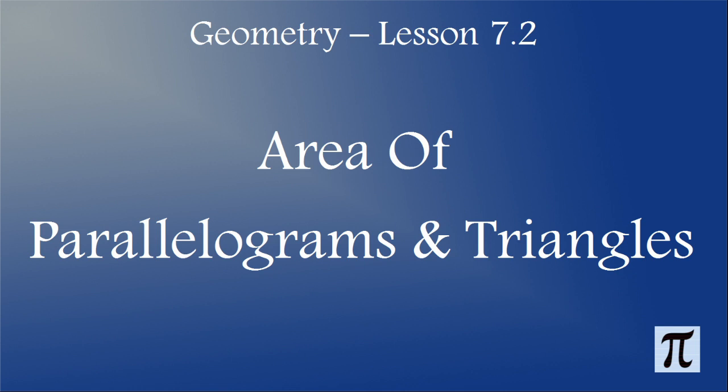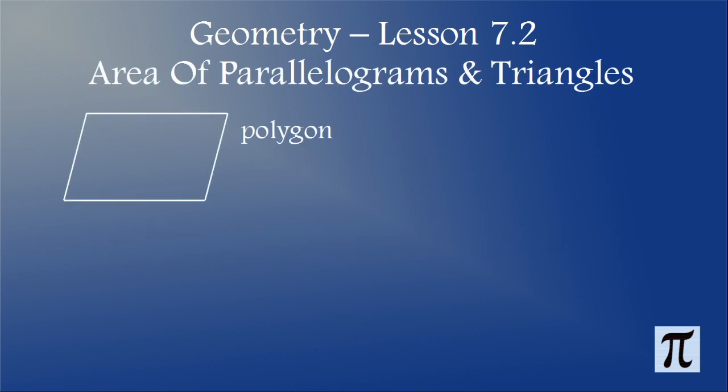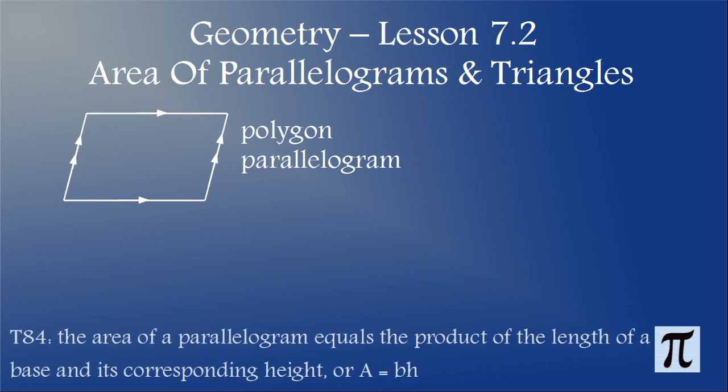Today we are up to section 7.2 where we will be looking at the area of parallelograms and triangles. Here we have a polygon. And let's specify that the opposite sides are parallel, so we end up with a parallelogram. And that leads us to theorem 84. The area of a parallelogram equals the product of the length of a base and its corresponding height, or area equals base times height, which looks familiar.